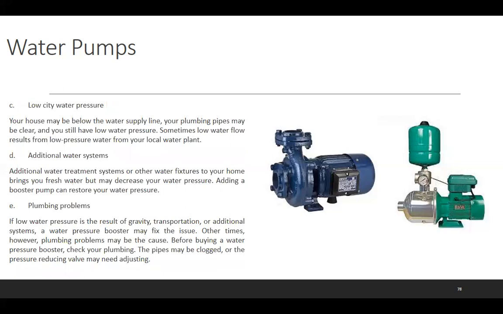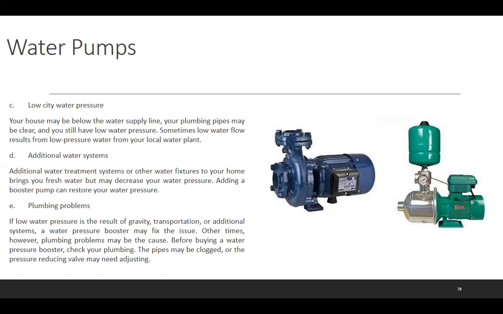And letter C, low city water pressure. So, this is common. Your house may be below the water supply line, your plumbing pipes may be clear, and you still have low pressure. Sometimes low water flow results from low pressure water from your local water plant. An additional water treatment system or other water fixture in your home brings you fresh water but may decrease your water pressure. Adding a booster pump can restore your water pressure.